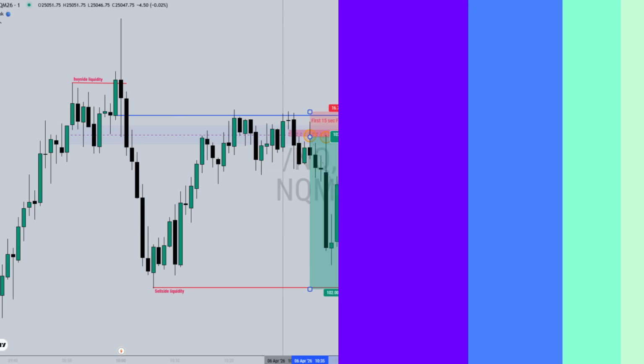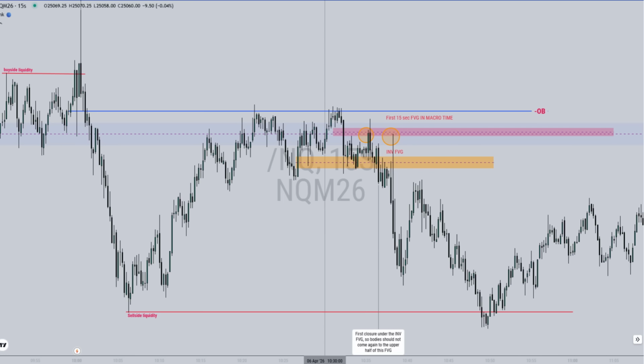Now, if you want more precision and better control over your entries or even partials, you can drop back down to the 15-second chart. This is where you'll see more detail, like the inversion fair value gap and how price respects our first 15-second FVG within the macro time window.